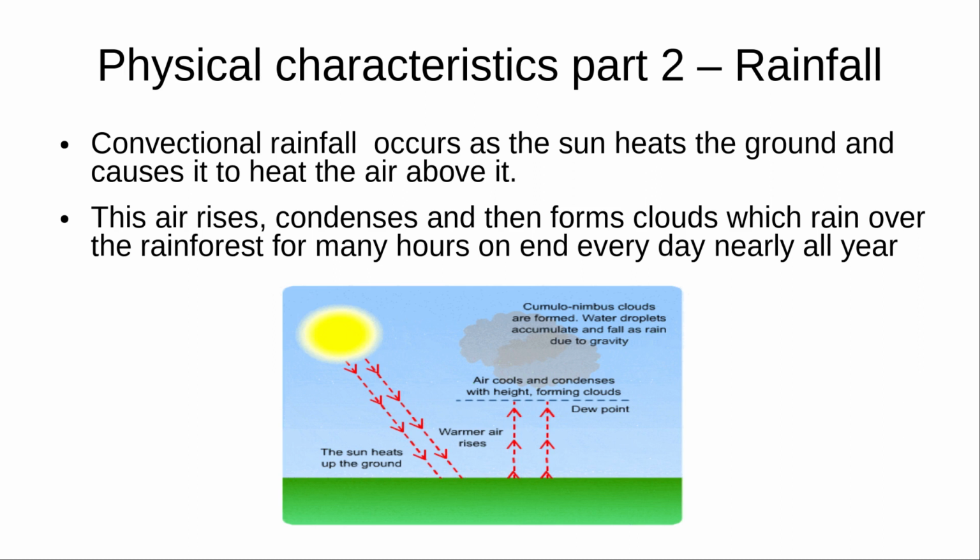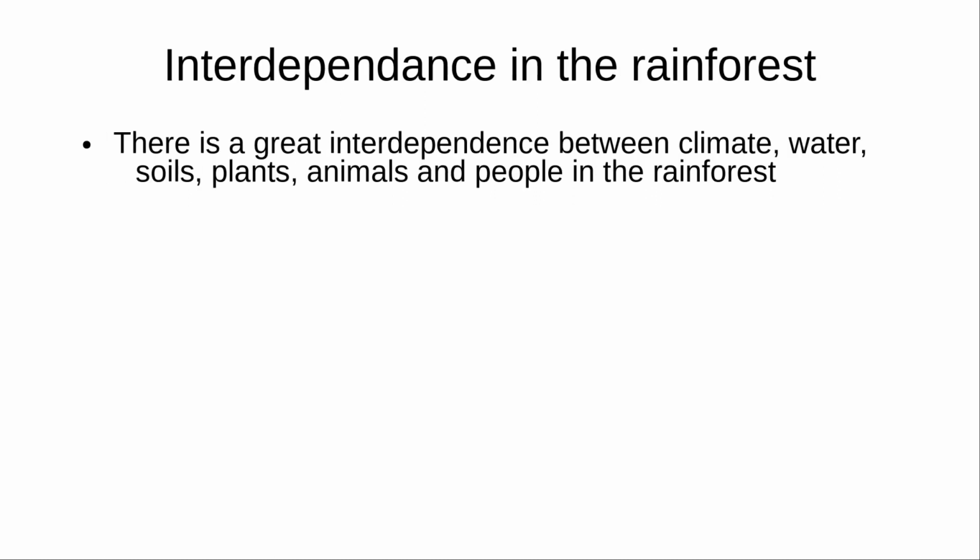Moving on, it is worth noting the convectional rainfall as another characteristic of the rainforest. It occurs as the sun heats the ground and causes it to heat the air above it. This air rises, condenses, and then forms clouds which rain over the rainforest for many hours on end, every day, nearly all year.